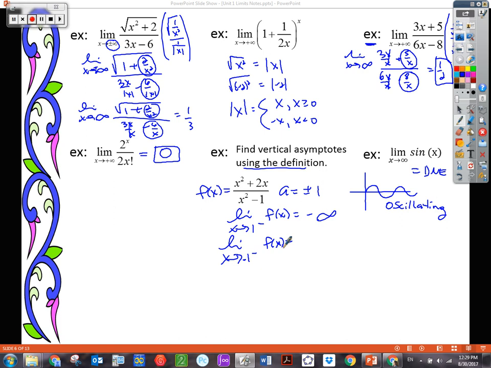So negative 1.1 times negative 1.1 versus 2 times negative 1.1. You hopefully will see we are going to have negative at the top, positive at the bottom. So this is also going to negative infinity. And so therefore, the vertical asymptotes are x equals 1 and x equals negative 1. And we've proved it using the definition. All right. How is that?